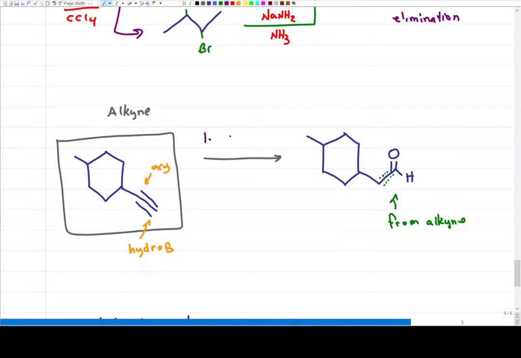Step 1, I will use something related to boron, so your professors will show you a couple of different ones, BH3, B2H6, 9BBN. For the alkynes, you tend to see the bigger boron, so for example, B2H6, that's step 1. Step 2 is going to be NaOH, H2O2, and some professors want you to put water, but this is typically the accepted reagent.